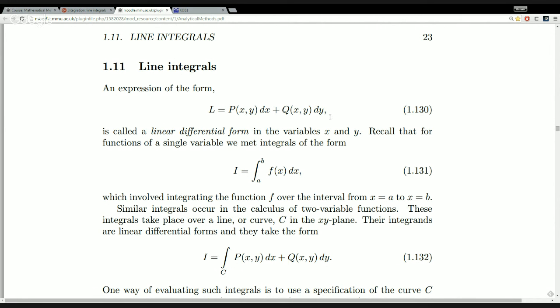So the kind of things we'll be integrating are these things of the form L here. L is called a linear differential form. It's a linear combination of the differentials dx and dy. Multiplying dx, you can have any function of x and y, and multiplying dy, you have another function of x and y. So we have P of x and y times dx, and Q of x and y multiplying dy.